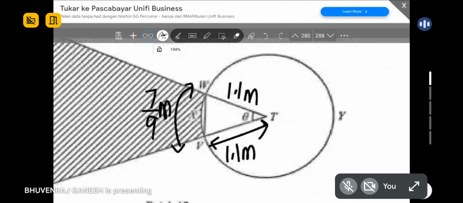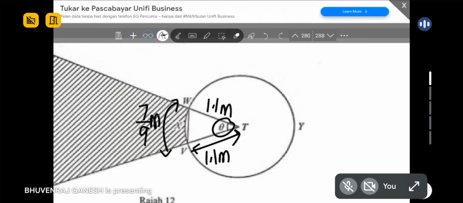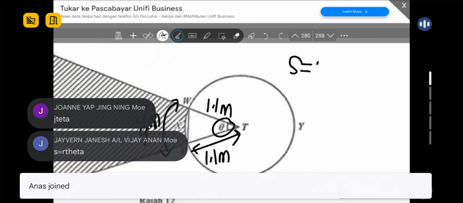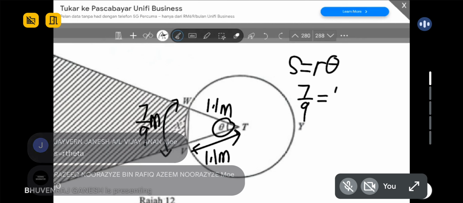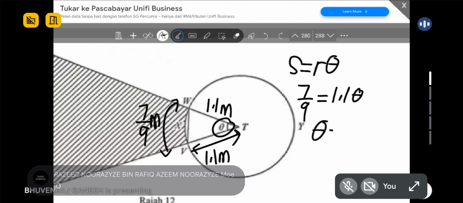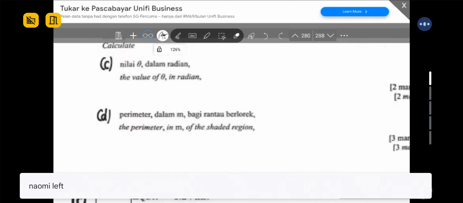Alright. So now they ask you to find theta, guys. So what is the formula? Can you all tell me? You have arc length, you have radius. Yeah, simple. S equal to r theta. So 7 over 9 equal to 1.1 theta. Press calculator, get the answer. So your answer is 70 over 99 radian. Okay, simple, right? That's all. So you can see the answer over here.